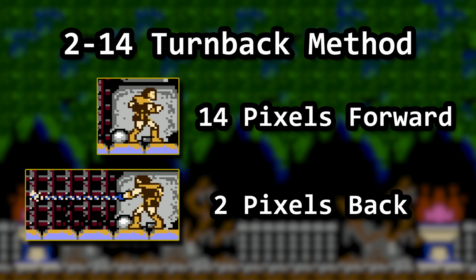There are multiple methods to choose from. I'm going to use an early method the community calls the 214 turnback method. 2 pixel turnbacks with 14 pixel walk forwards. To execute a turnback, we will be making use of a whip method. By using the whip a frame after pressing back, we can move Simon 2 pixels. The whip is used to stop him from walking too far.